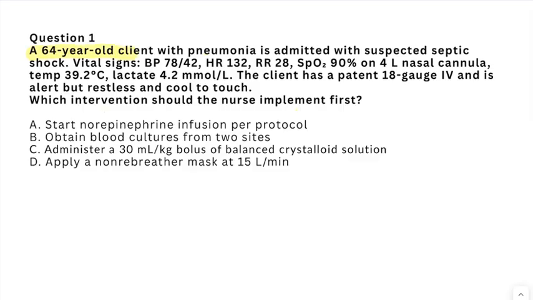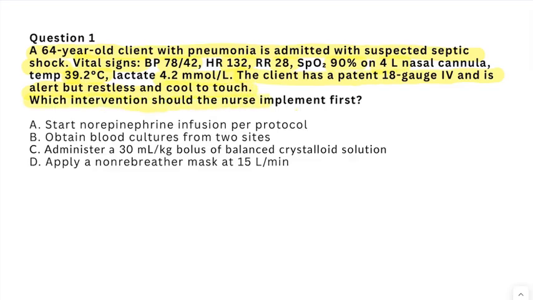A 64-year-old client with pneumonia is admitted with suspected septic shock. The vital signs are the following. The blood pressure is 78/42. The heart rate is 132. The respiratory rate is 28 with an oxygen saturation of 90% at 4 liters nasal cannula. The temperature is 39.2 with a lactate level of 4.2. The client has a patent 18-gauge IV and is alert but restless and cold to touch.